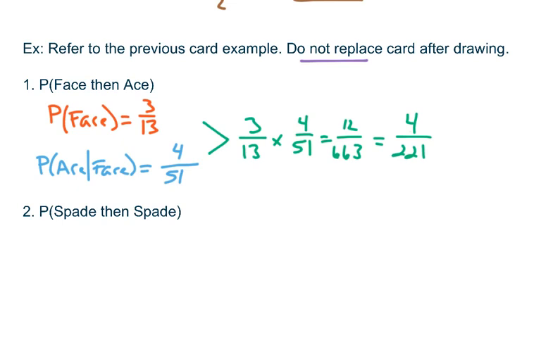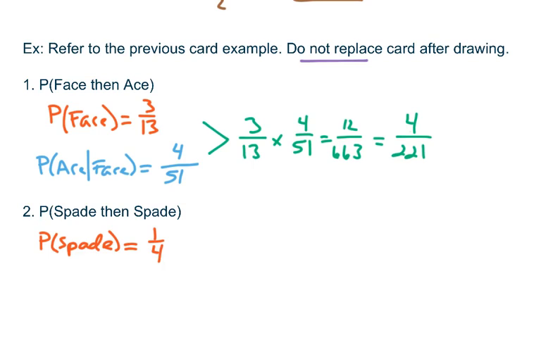Number 2, probability we get a spade and then another spade. So now we're going to have to think about a different situation. So the first part, normal. Find the probability that we get a spade. So the probability we get a spade, if you want to go right to 1/4, I'm good with that. There's 13 spades out of the 52 cards. 13 over 52 is 1/4. Or you can think 4 suits, one of them is spades.